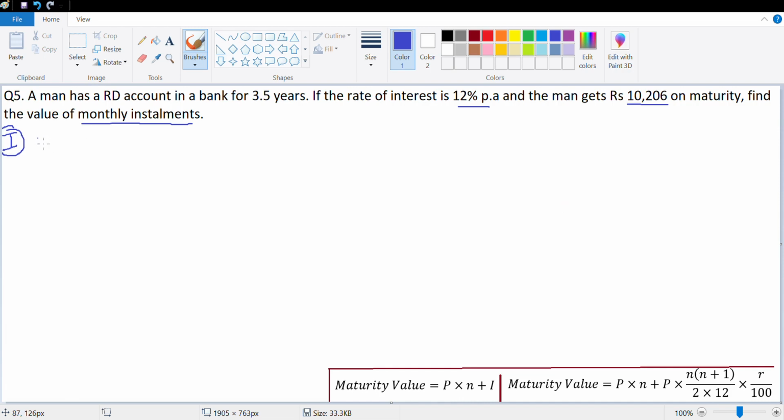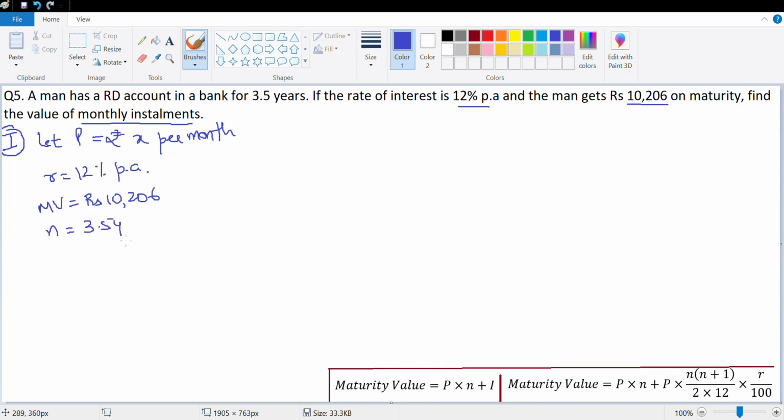So method 1 is basically where we'll use algebra, where we'll take the value of P as X. So let P is equal to rupees X per month. So he deposits X rupees per month. What is given is R is equal to 12% per annum. Maturity value is given as rupees 10,206, and N is given equal to 3.5 years, which is 3 into 12, 36 plus 6, that's 42 months.